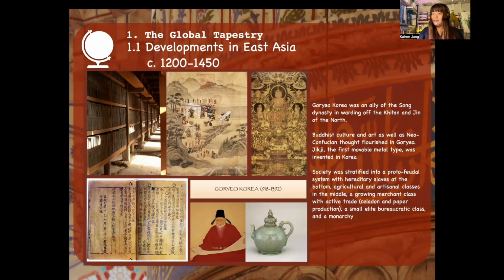In the Goryeo period, you had this growing merchant class that had a lot of active trade, especially in celadon, which is pottery, and paper production, as well as silk. You had a small elite bureaucratic class, and then you had a monarchy reminiscent of and influenced by the Song, but there was a lot more of a Buddhist and even a Taoist slant to the particular politics of Goryeo Korea.